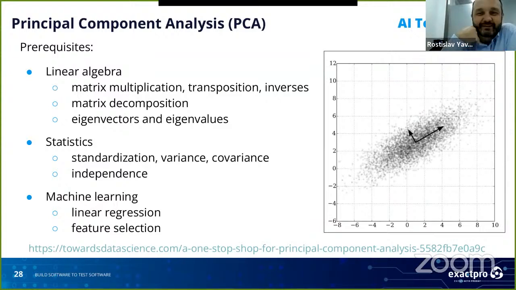Here is a list of prerequisites. In order to really understand what's going on inside this method, you probably need some mathematical background, and here is a short list. You need some knowledge from linear algebra. It's better to understand matrix multiplication, transposition, inverse, decomposition. A very important notion is eigenvectors and eigenvalues. And you'll definitely need some knowledge from statistics related to standardization, covariance, independence of variables, and some basic understanding of linear regression and feature selection.